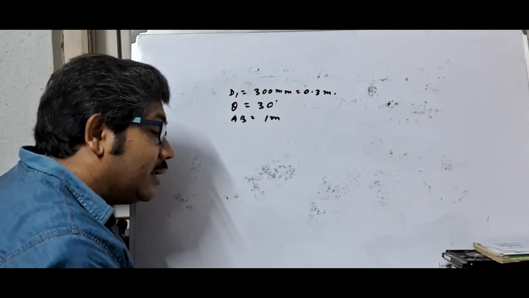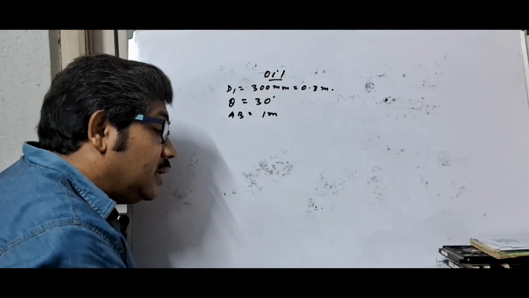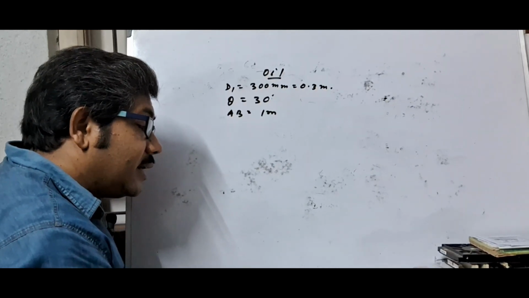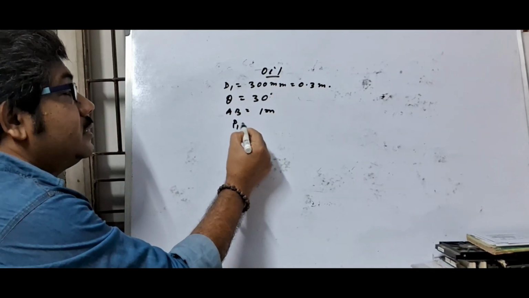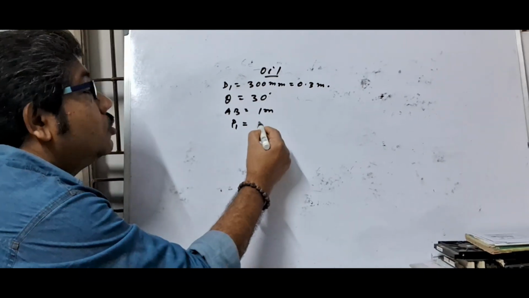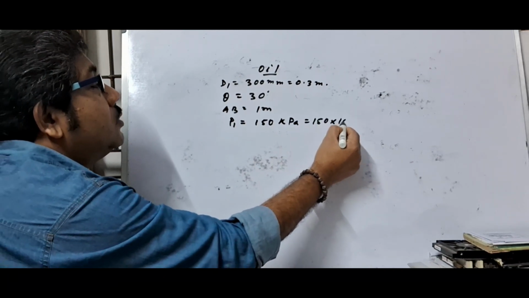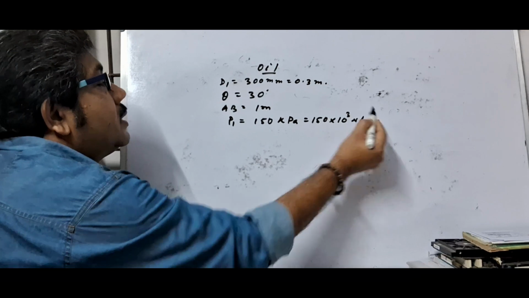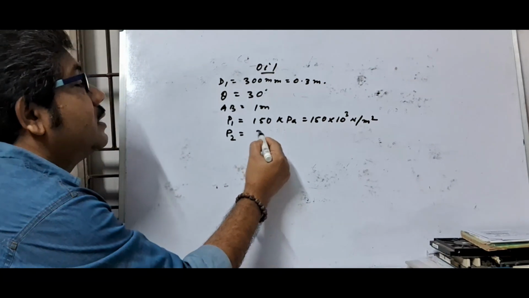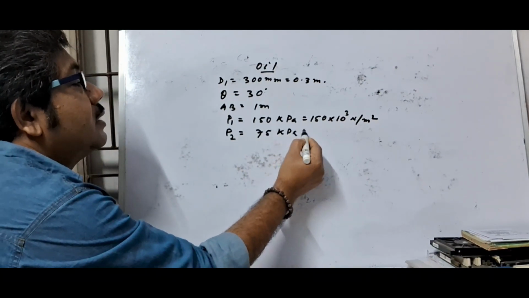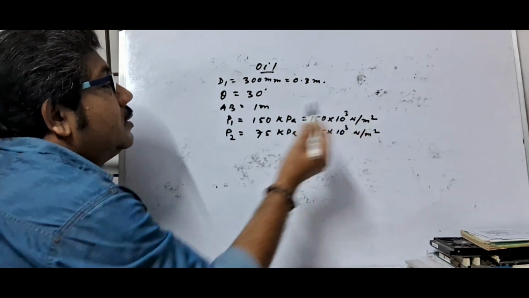And the flow of oil, here the liquid is oil, is being measured by the meter. Pressure gauges at entrance and throat show readings in kPa. So here this is pressure intensity. P1 equal to 150 kPa, that means 150 into 10 to the power 3 Newton per meter square at the pipe section, and at the throat section this is 75 kPa, that means 75 into 10 to the power 3 Newton per meter square.